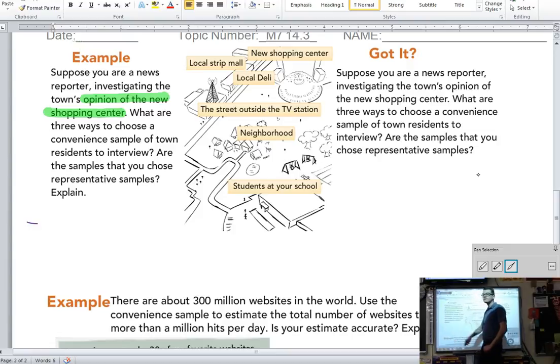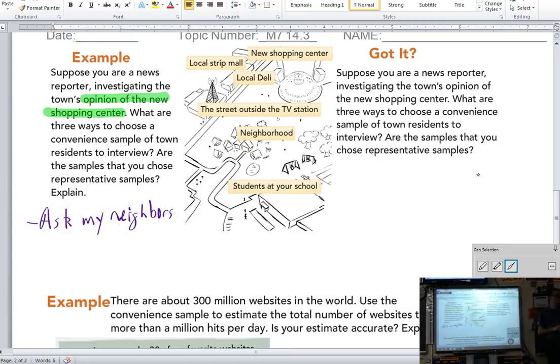You could ask people that you see on the street. So on the street in your neighborhood, or what do you mean? Around your neighborhood. Sure, so I could ask my neighbors. They're close, they're available. By the way, the people that you want to ask have to be available. So it doesn't make any sense to choose a sample of people that you can't ask.